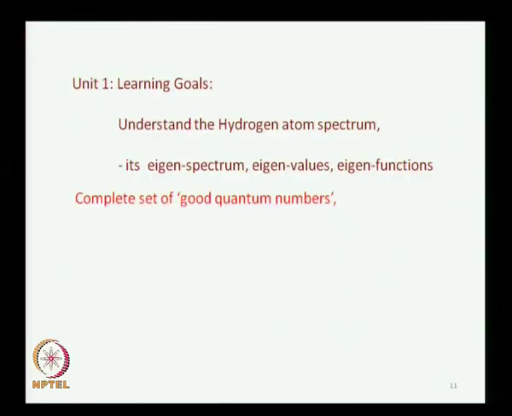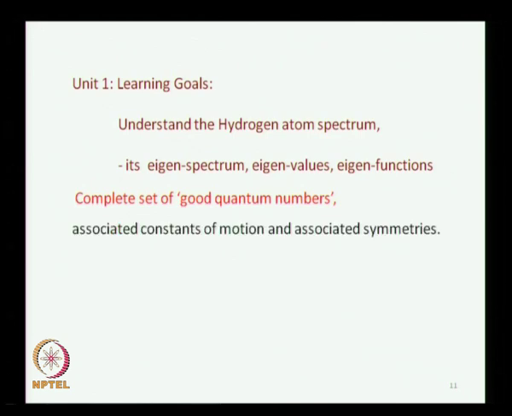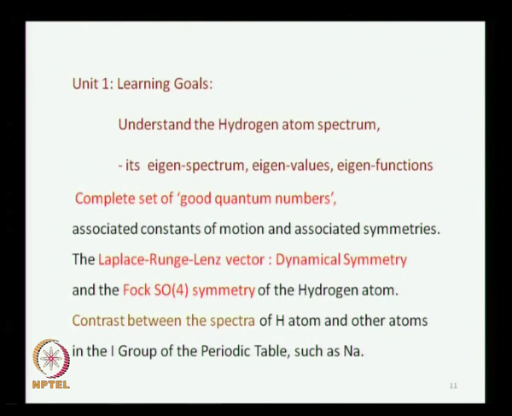We will learn about the complete set of good quantum numbers for the hydrogen atom. We will discuss what is meant by a good quantum number, what are the associated symmetries, constants of motion, all of these things we will discuss in this unit, and in particular we will discuss what is known as the SO4 symmetry of the hydrogen atom, and how the properties of the SO4 symmetry lead to the eigenspectrum of the hydrogen atom, which is different from that of the sodium atom with regard to the question that we raised.